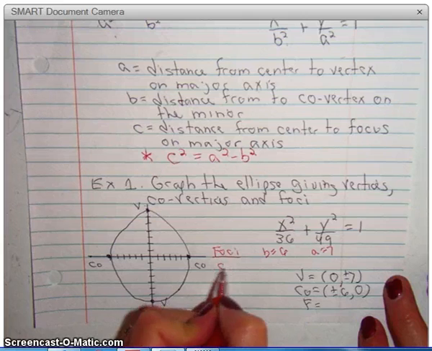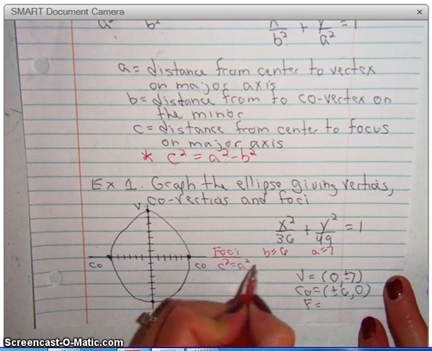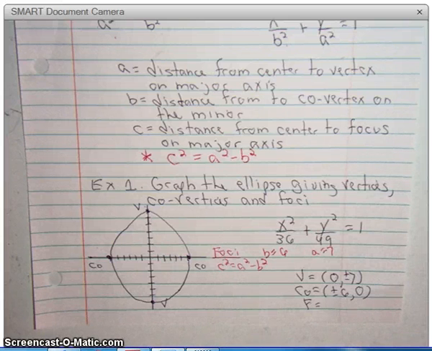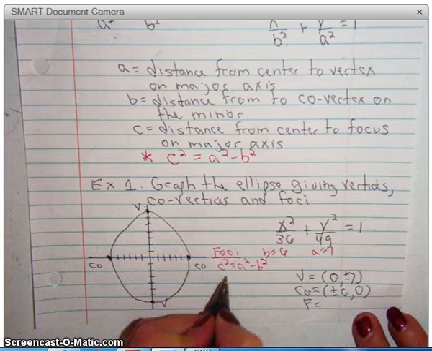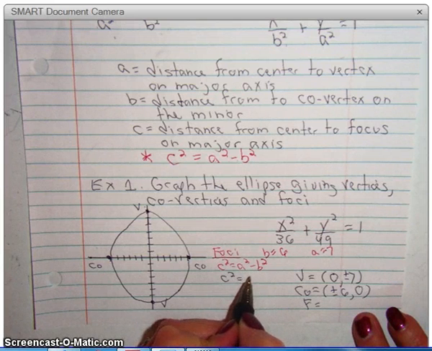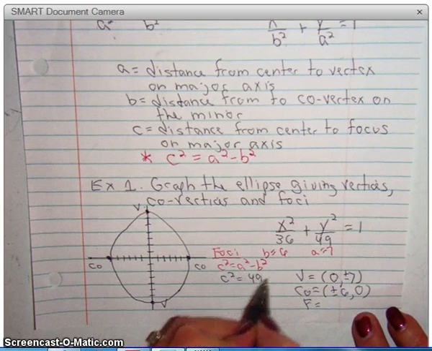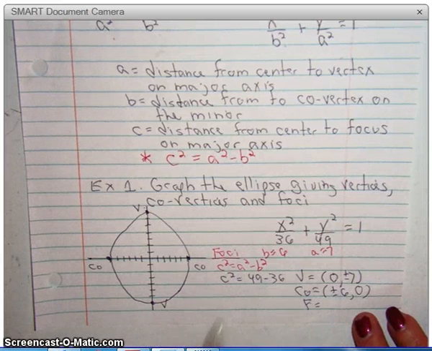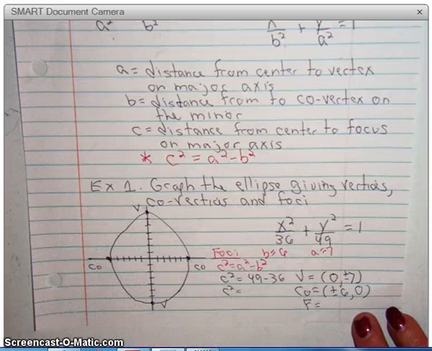C squared equals A squared minus B squared. All right, Remy, can you pop the numbers in for us? C squared equals, what is A squared? A squared is 49. 49 minus, and then B squared is? 36. 36. So C squared equals 13.